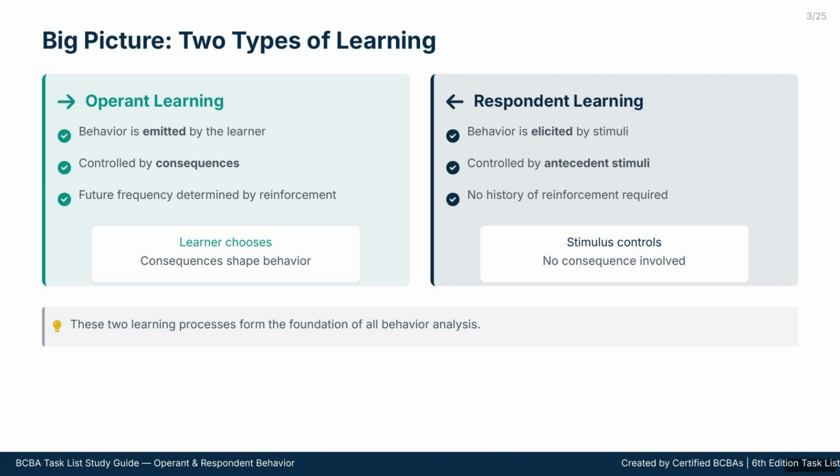Respondent learning, on the other hand, involves behavior that is elicited by stimuli. These responses are automatic and do not require a history of reinforcement. Understanding this difference, consequences versus antecedent stimuli, is essential for everything that follows.